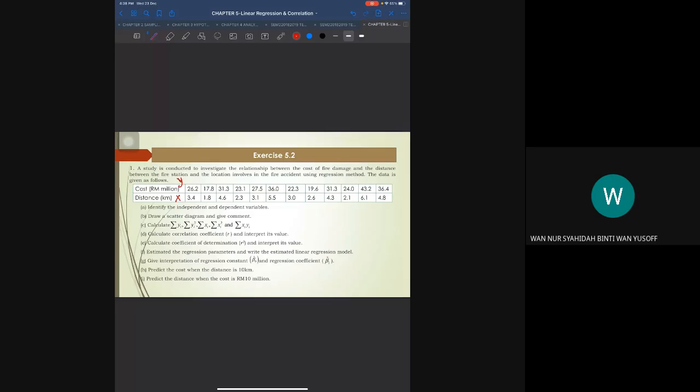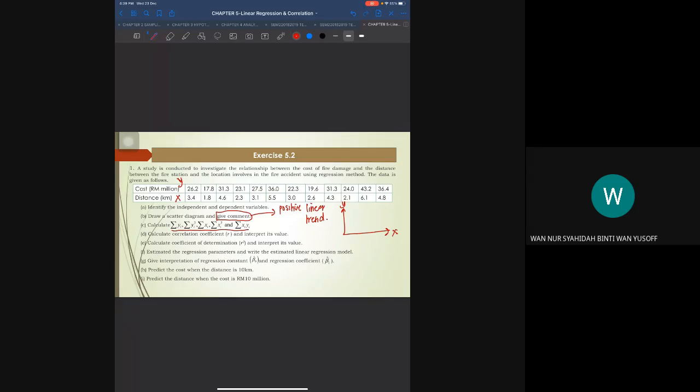Draw a scatter diagram and give comment. As I say, use a proper axis to draw your scatter diagram. You plot a pair of the data here and give comment. What do you get for your scatter plot, the trend? Positive linear trend. Okay, C, no need to calculate manually. Use your calculator to get the summation value.